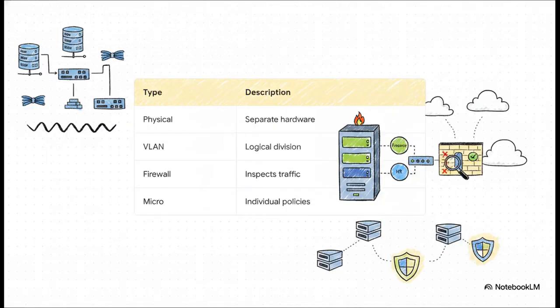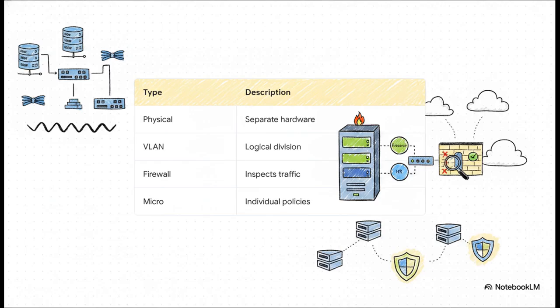To actually build these digital walls, we rely on a few core strategies. First up is physical segmentation. This is where you literally use completely separate hardware and cables for different networks. It's super secure, but it can get incredibly expensive. Next is VLAN segmentation, or virtual local area networks. This logically divides devices on the exact same physical switch.